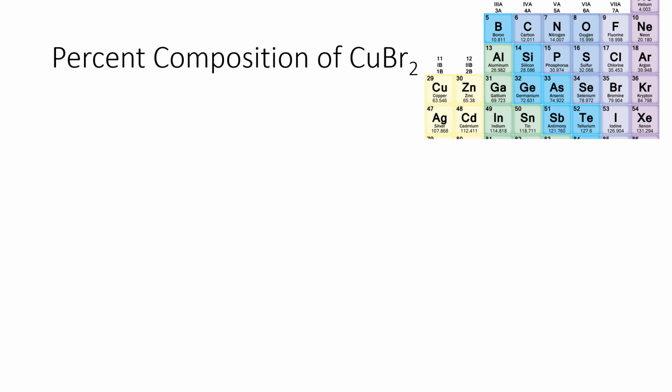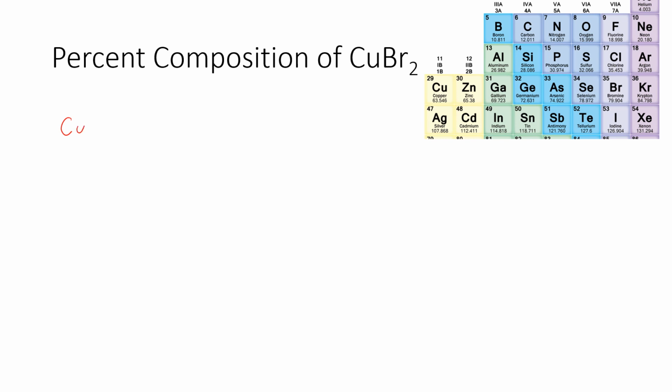We are going to find the percent composition of each of the elements in copper bromide. I have the formula up here, CuBr2, and then to the side we have our periodic table, which gives us the mass of copper and bromine. The first thing we're going to do is find the molar mass of each of the parts. So let's start with copper.